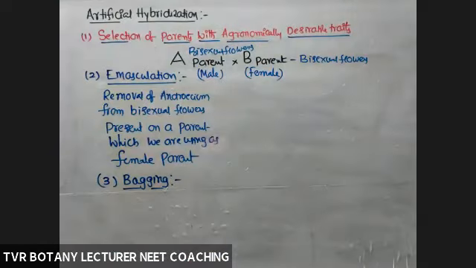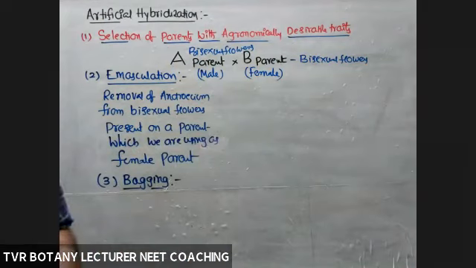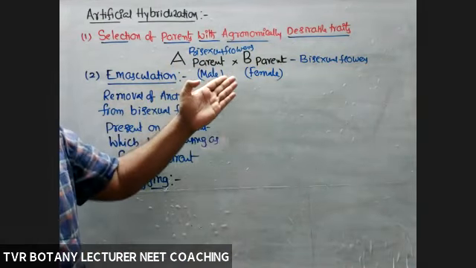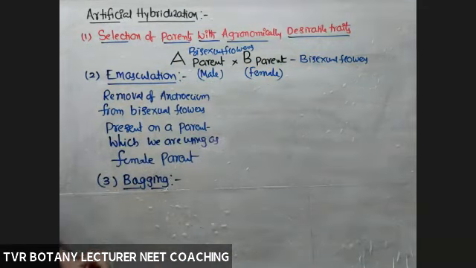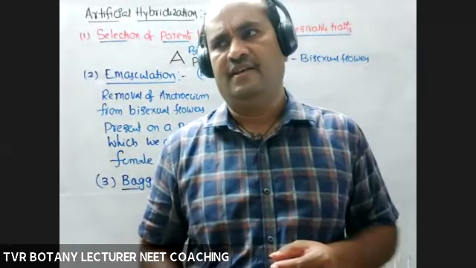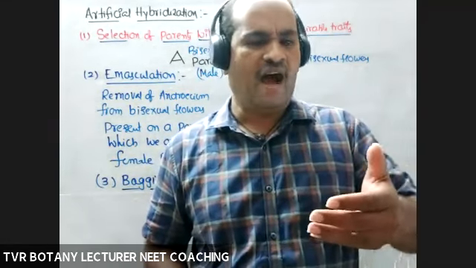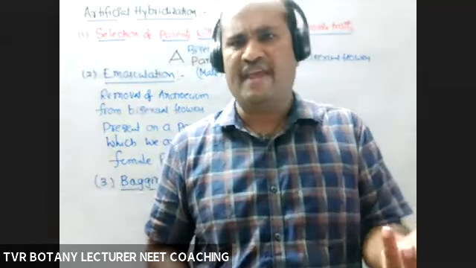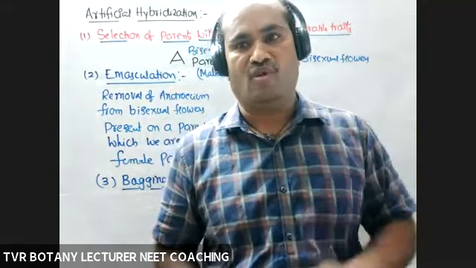Right. So that is about emasculation. Next, bagging. What is bagging? All emasculated flowers present on the female parent, or flowers present on the female parent which we are using as the female one, should be covered with a polythene bag, or a cover having some mucilage, gummy material or cream, able to catch pollen grains coming from the environment.